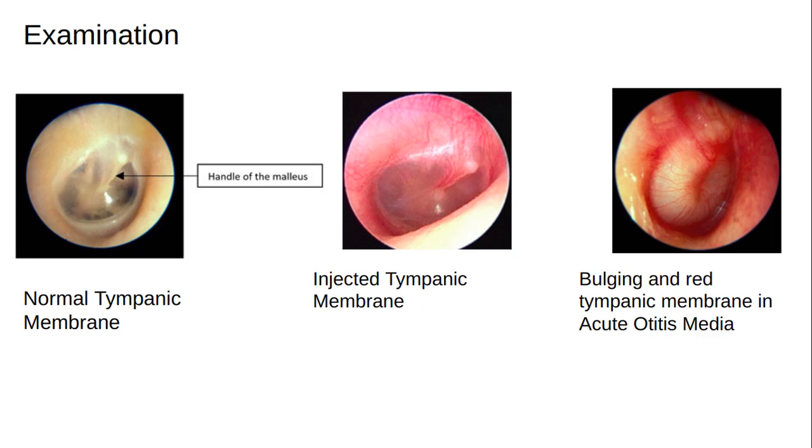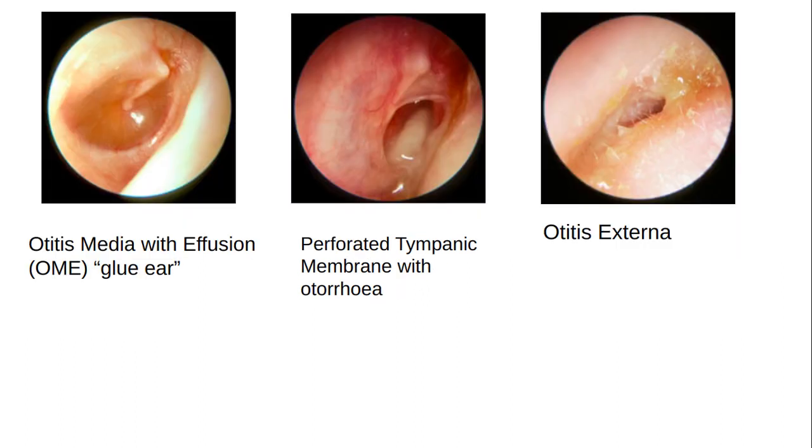There is a loss of the membrane landmarks, especially the handle of the malleus. The membrane is opaque, may be red from inflammation or white from pus in the middle ear. The first picture here is otitis media with effusion.